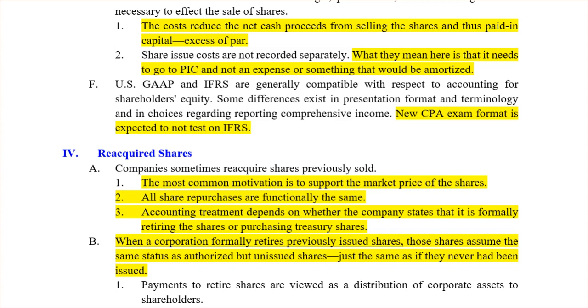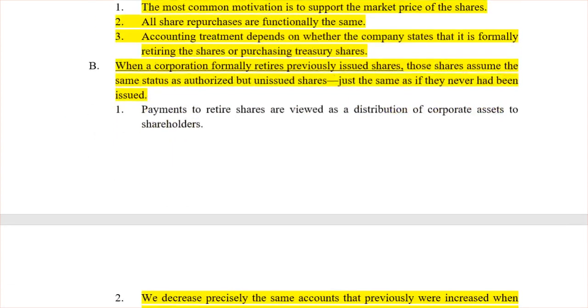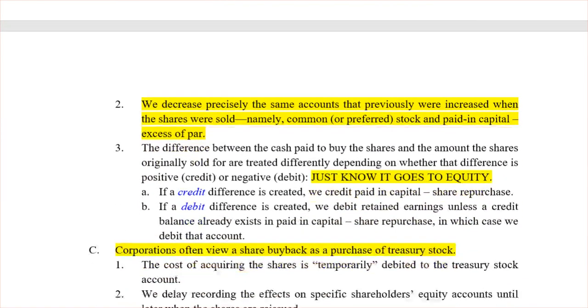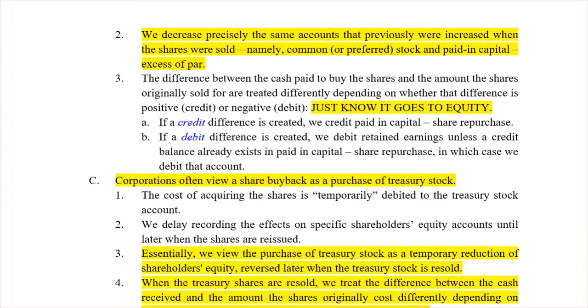I don't want you to know that journal entry. I don't require that you know that journal entry. All I want you to know is that once it's retired, it's the reverse of issue, right? It's the reverse of issue. And yes, there's going to have to be an equity adjustment somehow, probably, because it can be a gain or loss, right? That's the basics of what I want you to know. So in item 2, they say decrease precisely the same amounts that were previously increased. And here I say just know that it goes to equity when you're doing this thing.